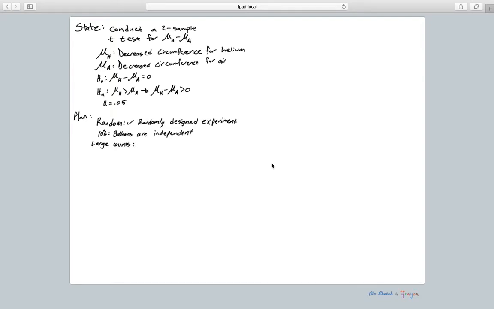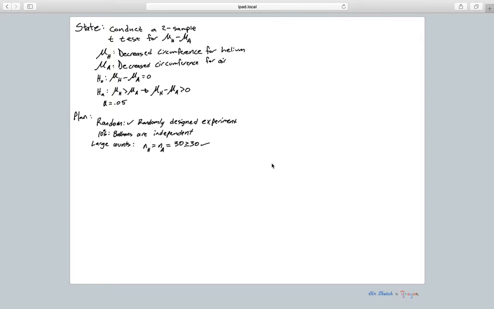Here I'll just say that my sample size, so N H equals N A, meaning the number of balloons for helium and the number of balloons of air are both 30, which is greater than or equal to 30, so our large counts is satisfied and we don't have to graph each sample separately.